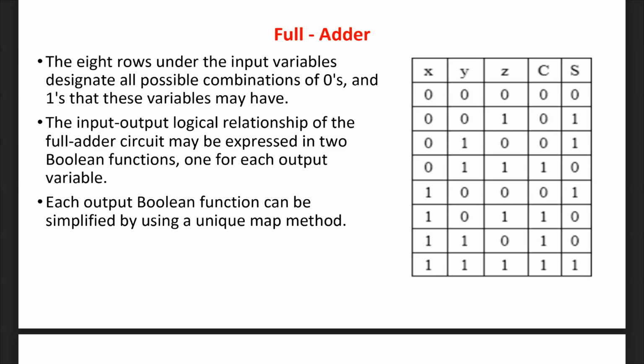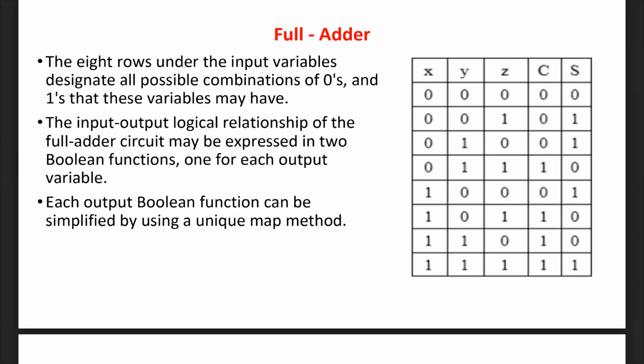Now let us see the truth table. For the first row, I have 0, 0, 0. So I add 0 plus 0 plus 0, my sum is 0, carry is 0. In the second row, I add 0 plus 0 plus 1, so sum is 1, carry is 0. Then the third row, 0 plus 1 plus 0, so my sum is 1, carry is 0. Now in the fourth row, I have 0 plus 1 plus 1. So 1 plus 1 is, sum is 0, carry is 1.